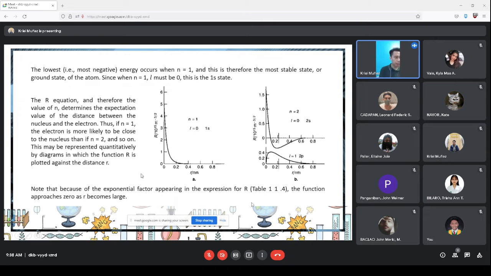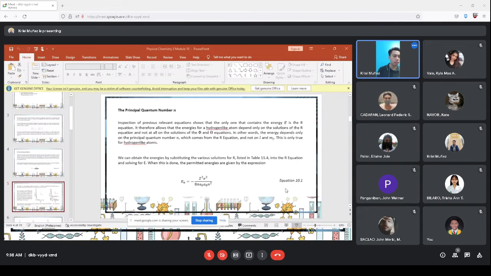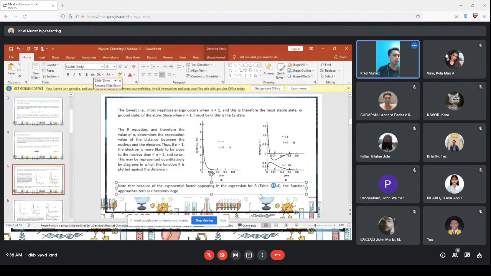So note that because of the exponential factor, as we have seen, the exponential factor appearing in the expression for R, the function approaches zero as R becomes large. As you can see, class, it drops to zero.